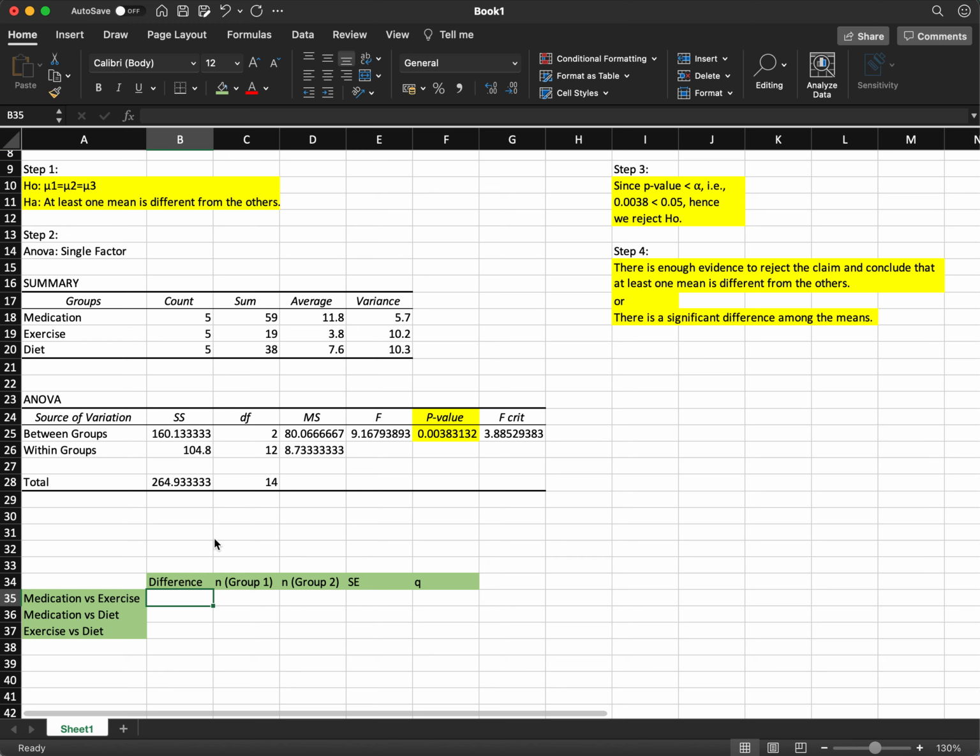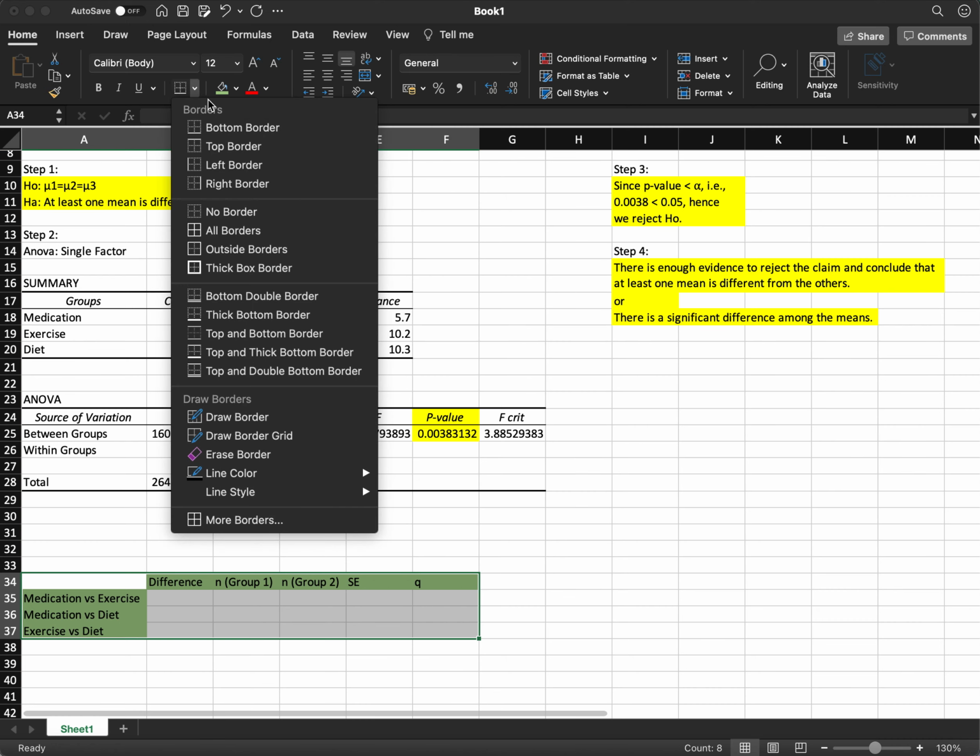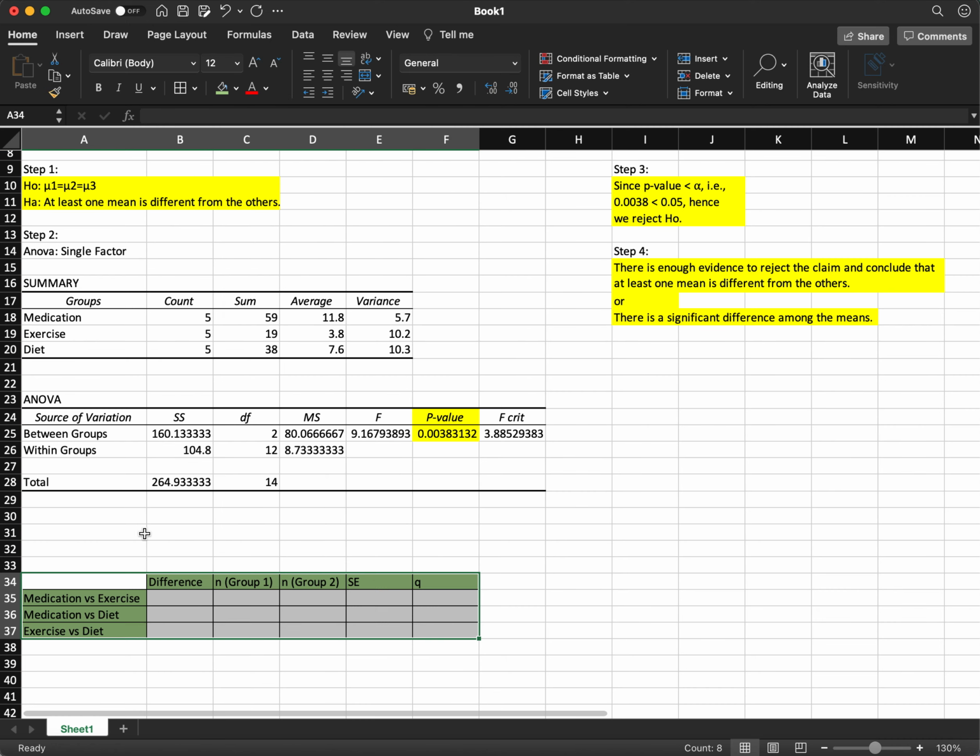So we have this table here down below. We're going to make use of this in determining our Tukey Q test. Excel doesn't provide us with an automatic data analysis process to get the Tukey Q value, but we can get it manually.